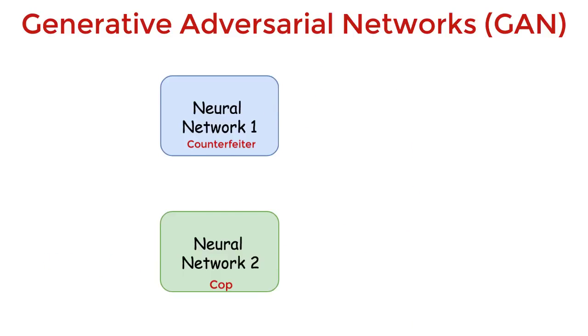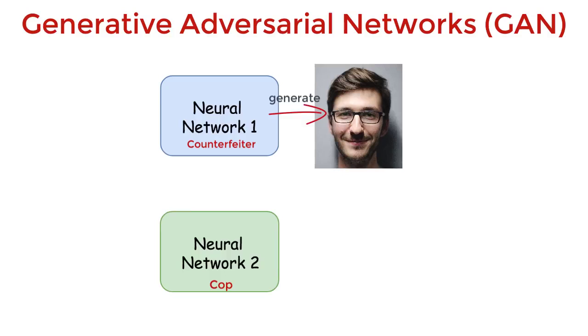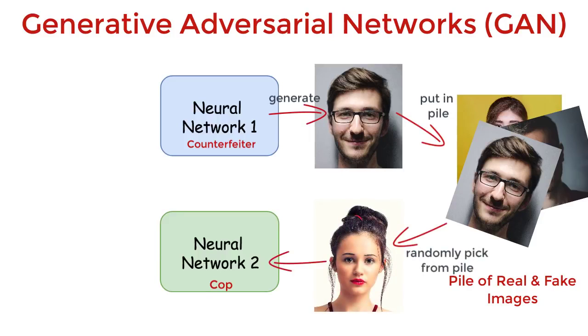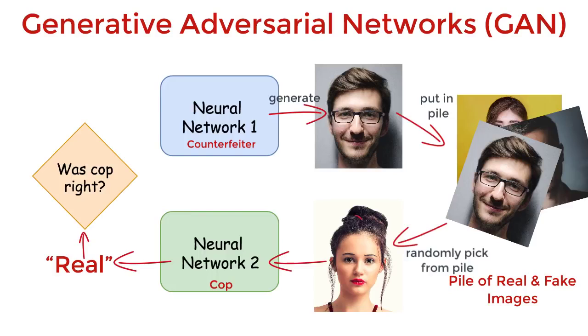The cop and counterfeiter play a game where they take turns. It's round 1. The counterfeiter starts by generating a face image, and it puts this image into a pile containing 2 types of images: images of real people found online, and the images it generated, the fake images. Now it's the cop's turn. The cop takes an image from the top of the pile and answers a question. Is this image real or fake? If the cop answers the question correctly, then he wins. Otherwise, the counterfeiter wins. After the round, the loser will tweak itself ever so slightly to improve its performance. So if the cop network loses, then it tweaks its network to become slightly better at detecting fakes.